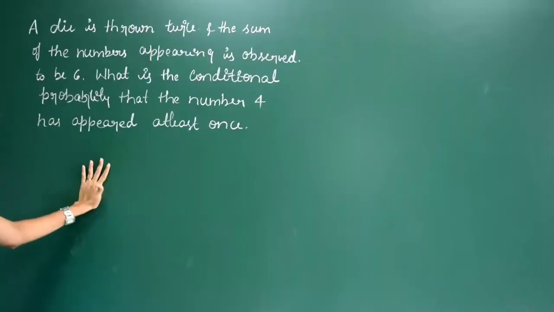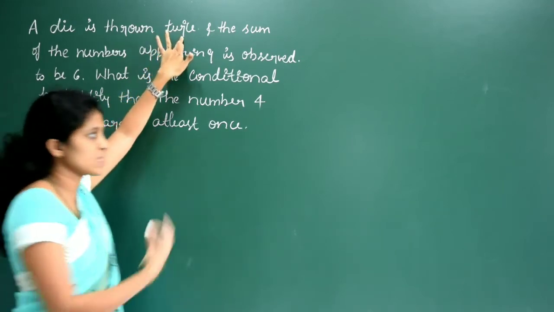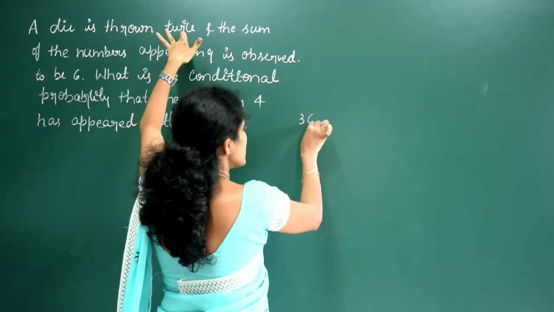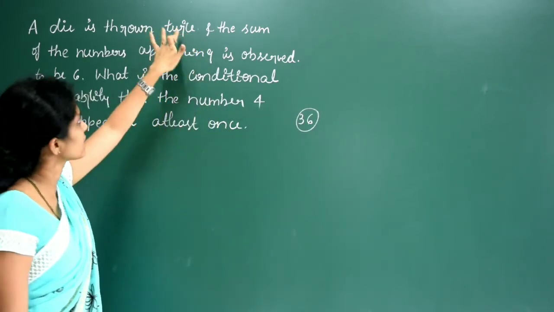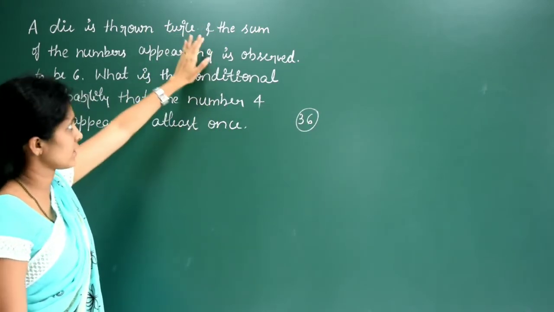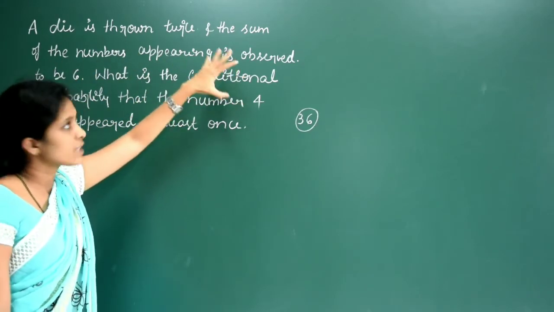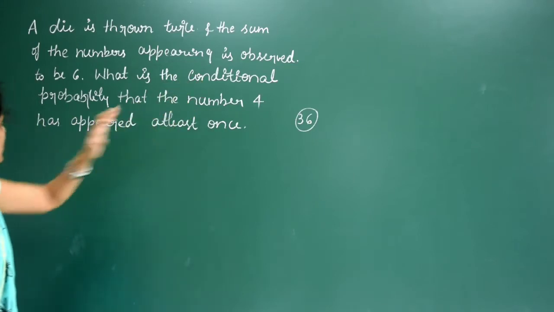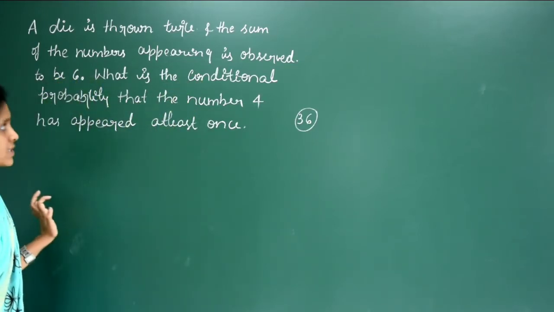Okay? Carefully. A die is thrown twice. A die is thrown twice means how many elements will be in the sample space? Obviously 36, right? 6 square will be 36. Now next, what is given? The sum of the numbers appearing is observed to be 6. The sum of the numbers should be equal to 6.